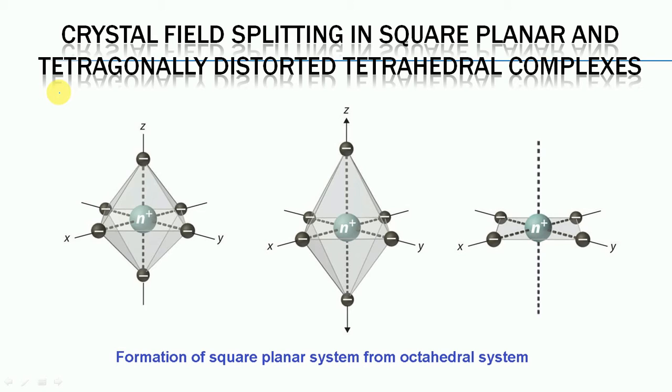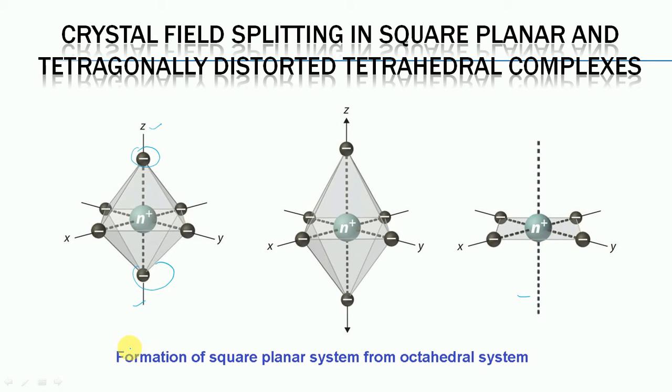The splitting of d orbital in case of square planar complexes can be easily derived from knowing the splitting of the d orbital in octahedral complexes. This is because square planar complexes can be derived from an octahedral complex by the removal of two trans ligands. Generally, we consider removal of trans ligands along the z-axis.